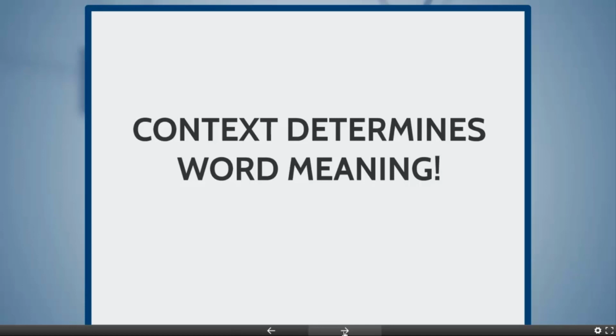It's a great habit. Literary context, historical and cultural context, and now with word studies, you just can't get away from it. Context is going to be a part of every study that you do. So hopefully this was helpful.